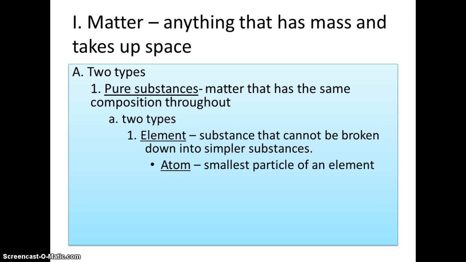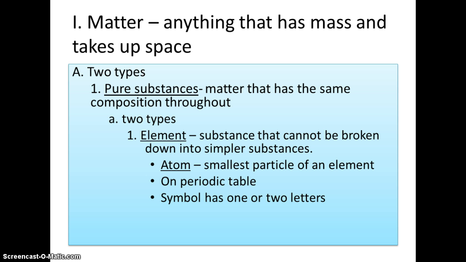Atom. An atom is the smallest particle of an element. So elements have only one type of atom. Elements are found on the periodic table. So if you look in your agenda or a periodic table on the internet, those are all your elements.